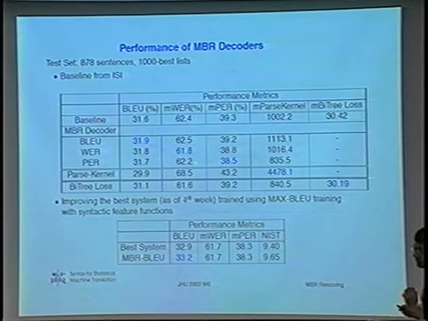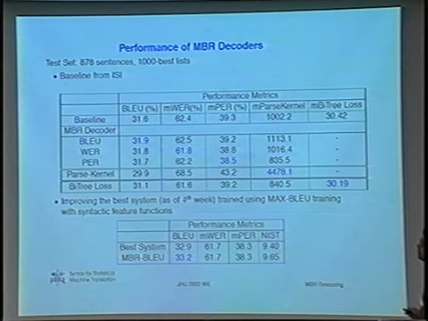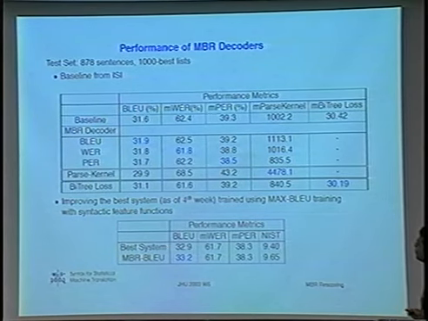A minimum Bayes risk decoder optimized for the word error rate loss function. This is an interesting thing which I would like to look at later, but this result I got just yesterday, so I don't have much time to analyze it.